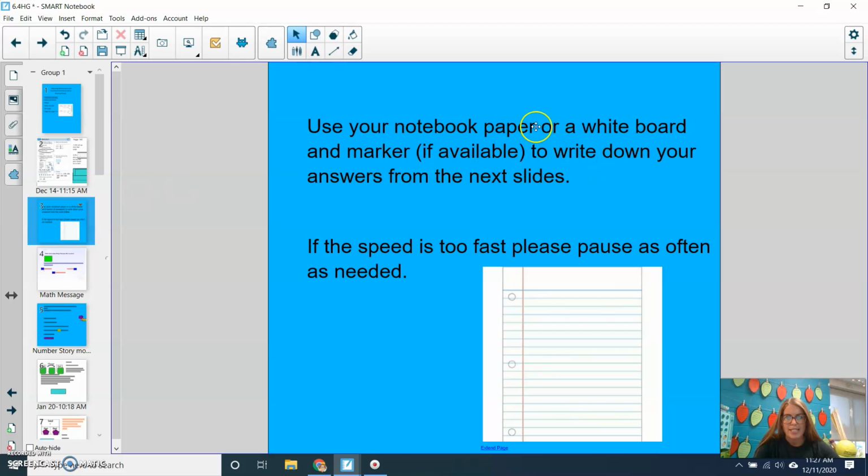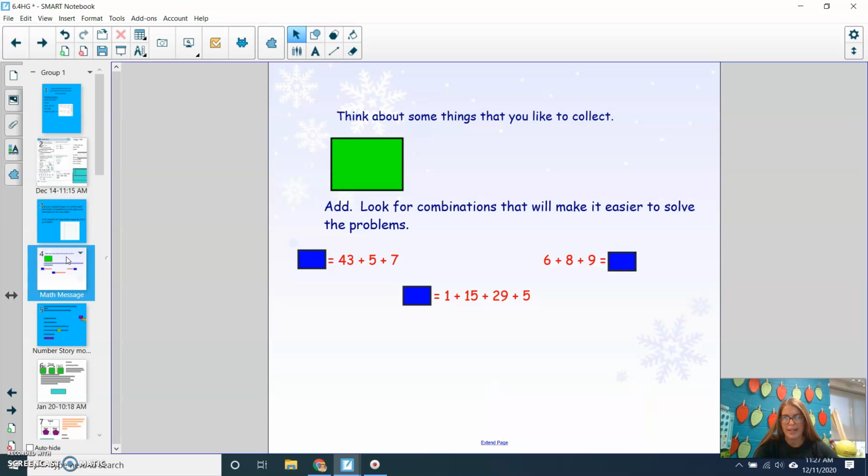So for the next slide, if you can either use notebook paper or a whiteboard and marker if available. If the speed is ever too fast, pause as often as needed. So for this first question, I want you to think about some things that you like to collect. Do you have some ideas? Some things that sometimes people like to collect, they might like to collect postcards, maybe stickers, rocks. You maybe have some other ideas of things that you like to collect too. We're going to think about that later on in our lesson today.